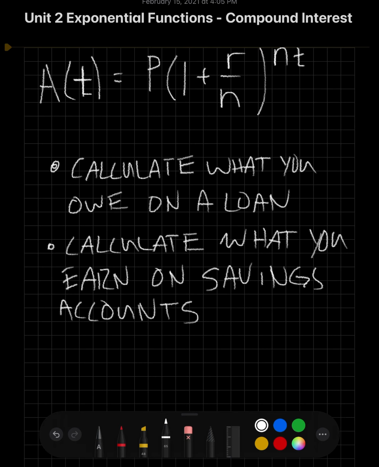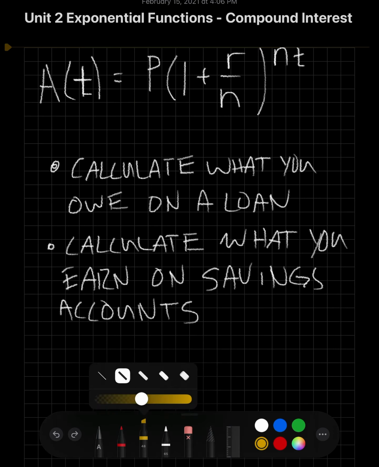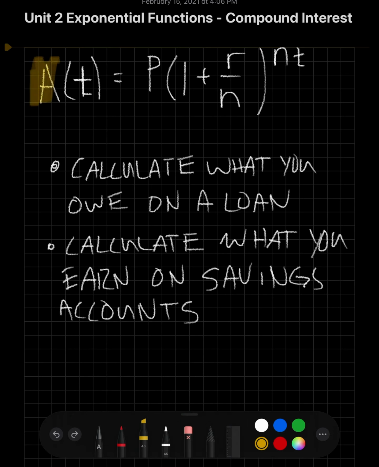So we're going to use this formula and do a problem to show how realistic that goal is for my family. Here is our formula for compound interest: A of t equals P times 1 plus r over n, raised to the n times t power. Let's go through each piece and talk about what it means. A of t is the total amount of money in your account. This is everything you have in your account.